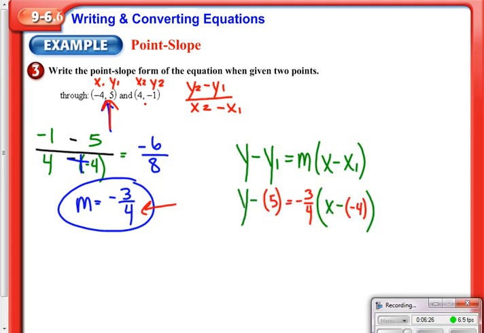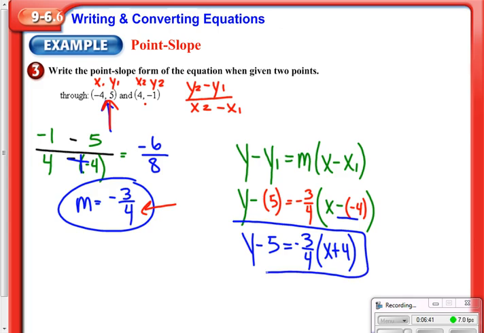Everything there in red is substituted in. I'm just going to go ahead and rewrite this without my parentheses here. So we have minus as a plus, and there it is in point slope form.